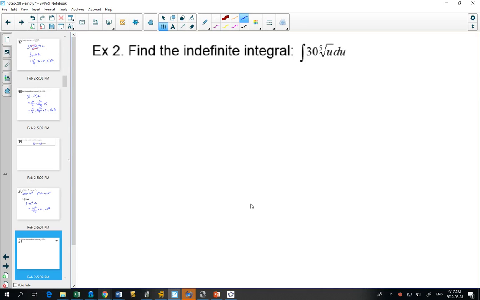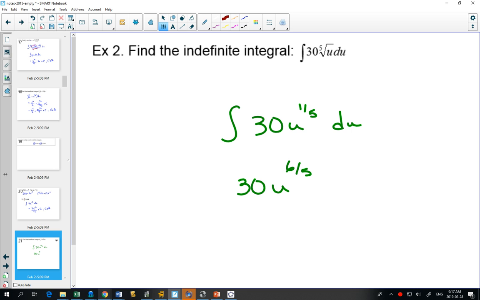All right, check how you did on these last couple. So again, I would start by rewriting this one. Integral of 30u to the 1/5 du. Add 1 to my exponent.